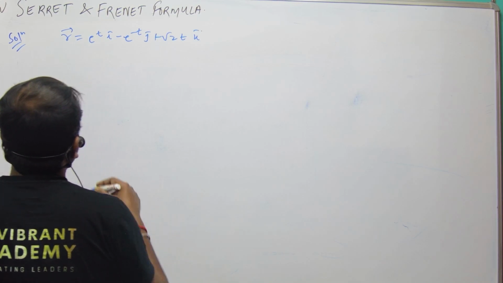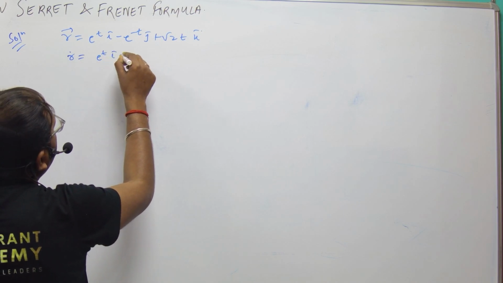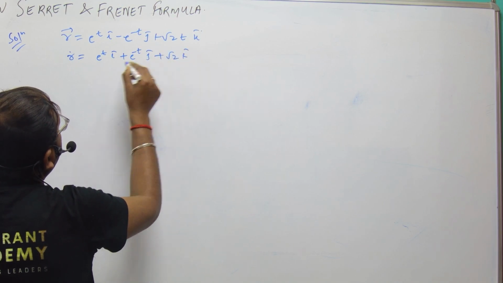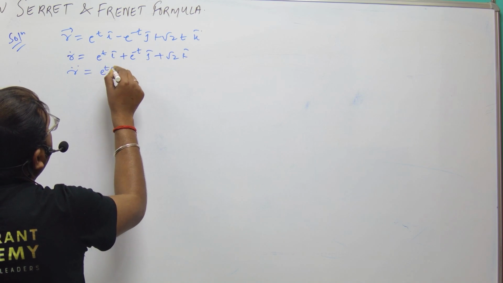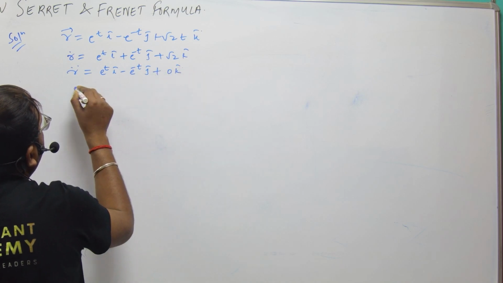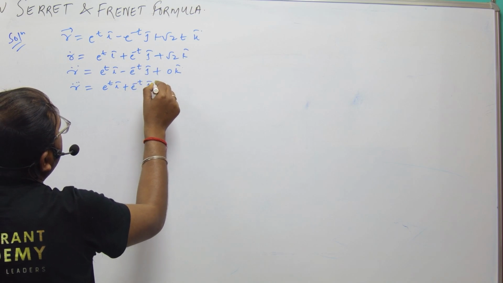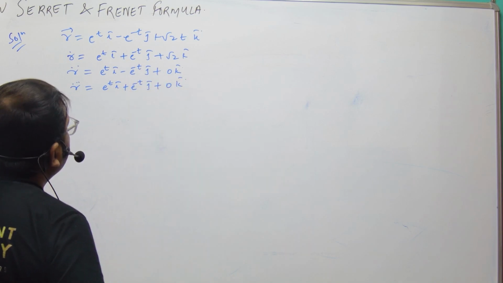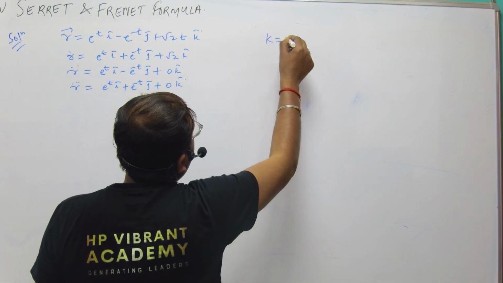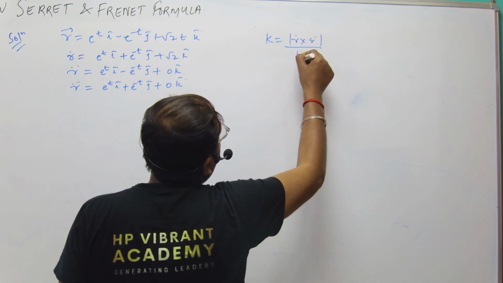So we have dr upon dt, r dot, given by e to the power t i cap plus e to the power minus t j cap plus root 2 k cap. r double dot is e to the power t i cap minus e to the power minus t j cap plus 0 k cap. And r triple dot is equal to e to the power t i cap plus e to the power minus t j cap plus 0 k cap. Okay, let us find the value of k. So k is given by the modulus of r dot cross r double dot upon the modulus of r dot whole cube.